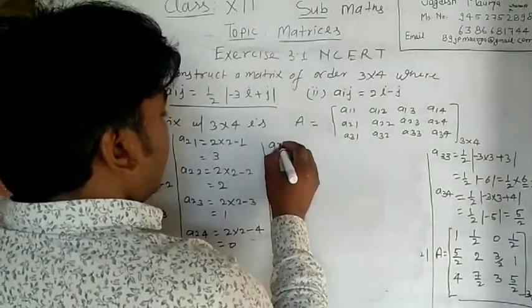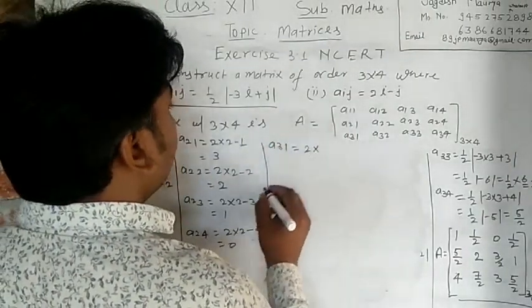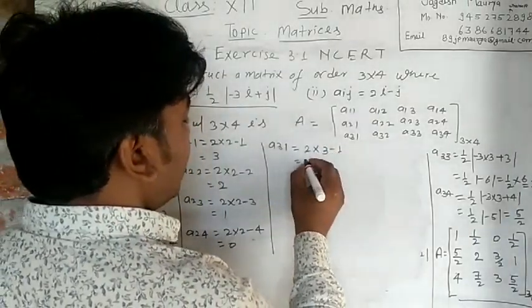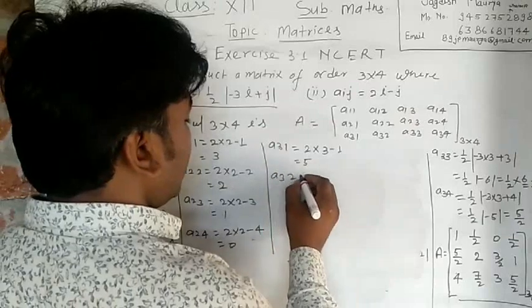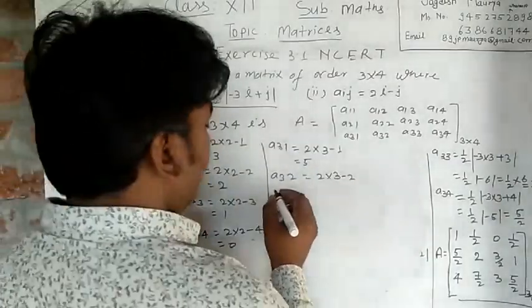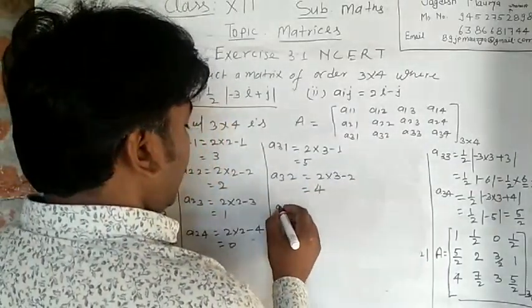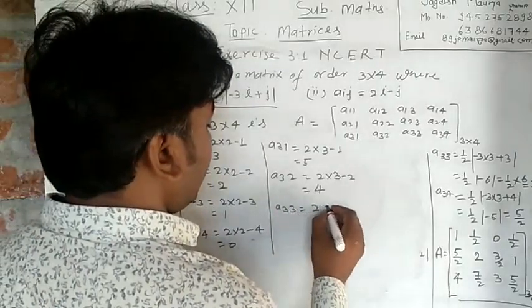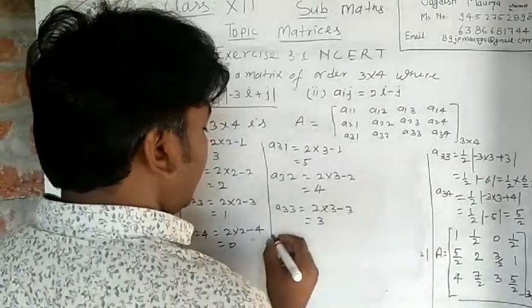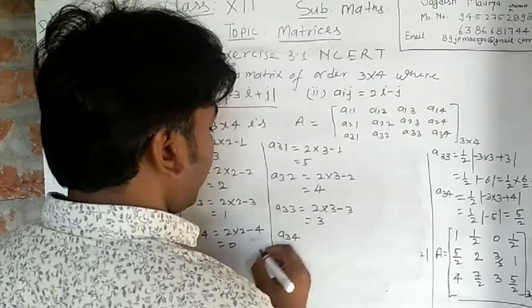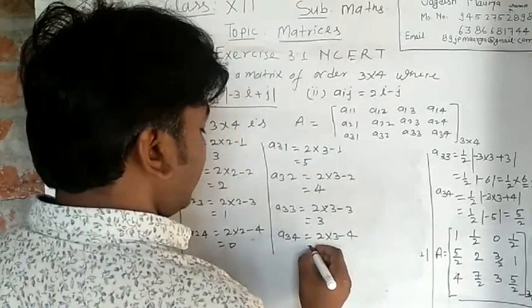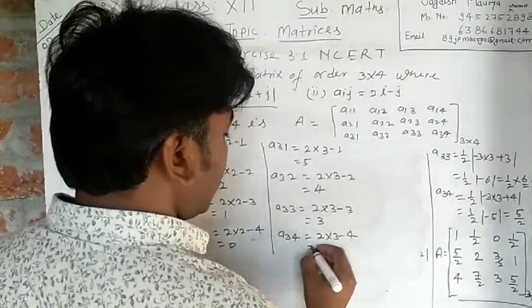Here A31: 2 into 3 minus 1. Here 2 into 3 is 6, 6 minus 1 equal to 5. A32: 2 into 3 minus 2, 6 minus 2 is 4. This will come 4. A33: 2 into 3 minus 3 means 6 minus 3 equal to 3. A34: 2 into 3 minus 4. This will come 6 minus 4, which is 2.